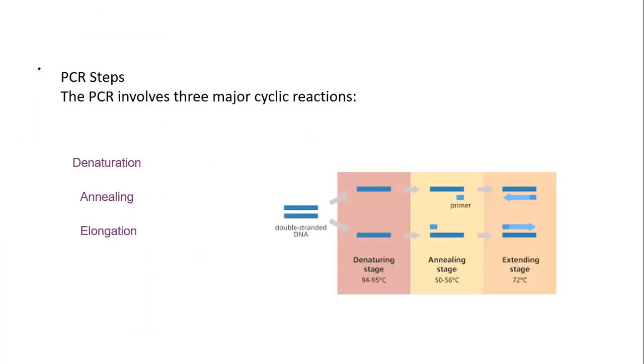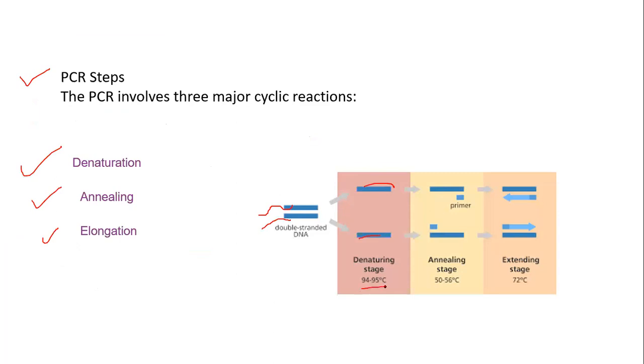Now, what are the PCR steps? PCR involves the following steps: first denaturation, second annealing, and third elongation. So what exactly are these? Let's have a superficial knowledge of that. When you have a double-stranded DNA like this, it has to be unwound. One strand will be here, another strand will be here, at a temperature of 94 to 95 degrees Celsius.